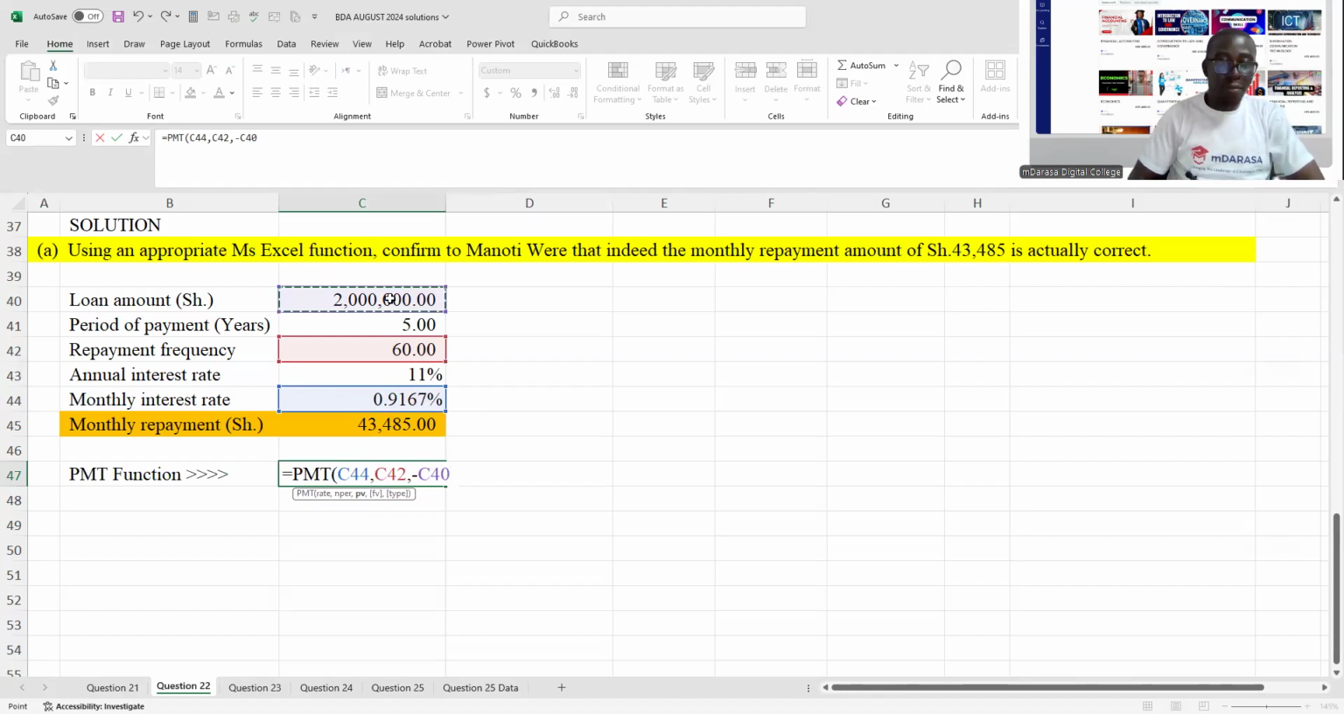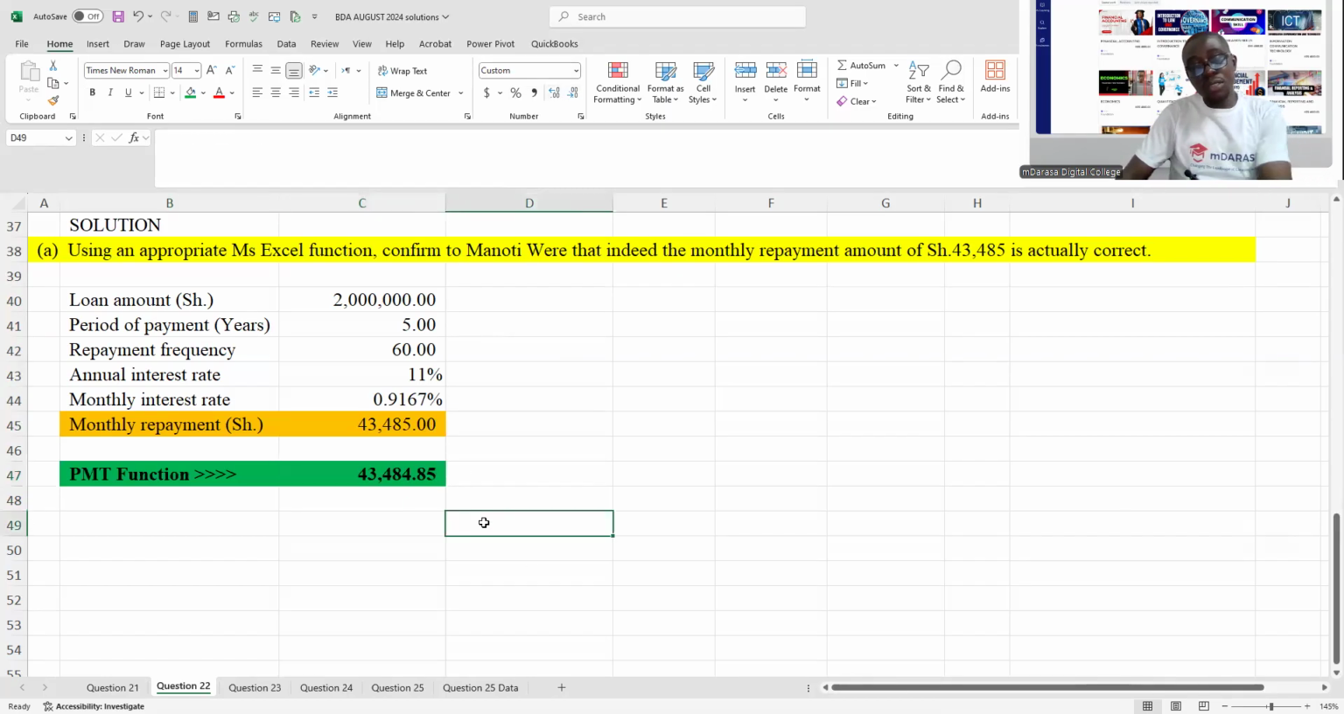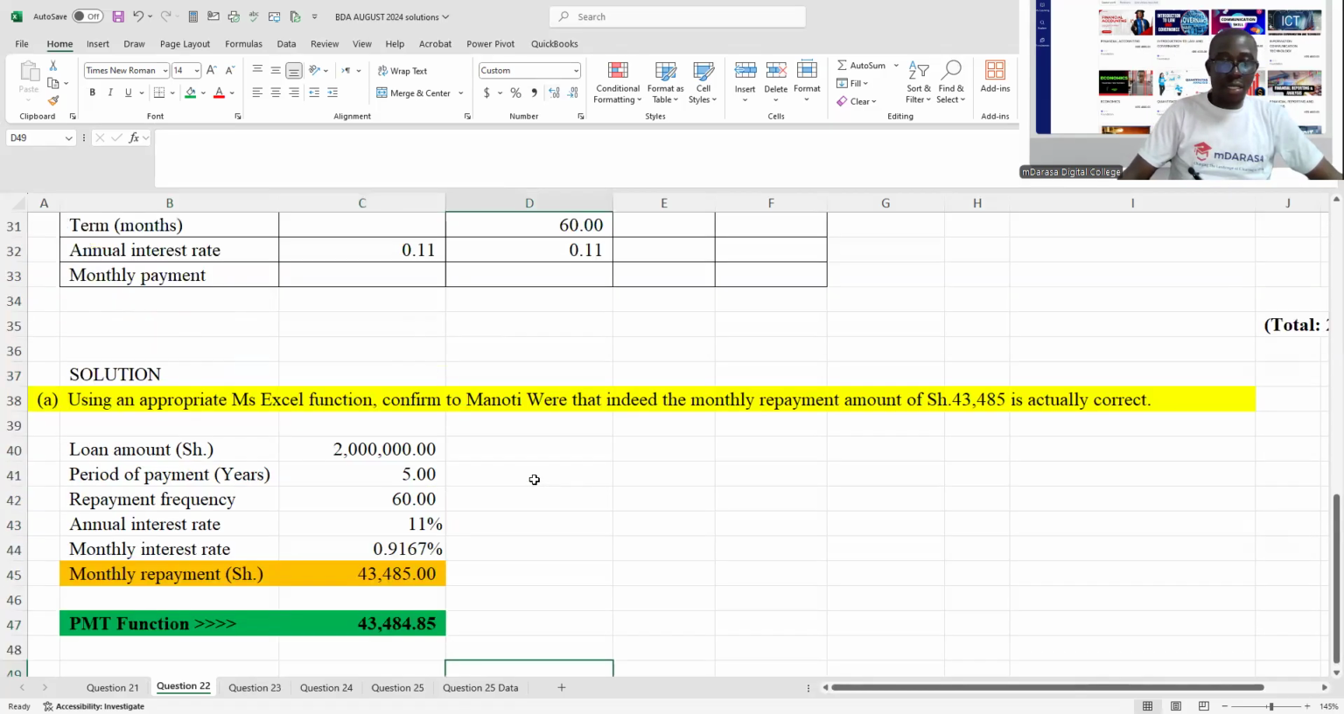Once I've done that, all I do is press enter. Once I've pressed enter, you'll see that we arrive at the exact value that Were was given, meaning this proves it is correct. So you can literally prove that whatever Were was given is the same value, which is 43,485,000. Because they are in decimal, you can go ahead and show it that way: 43,485.